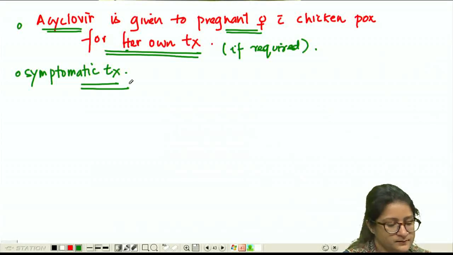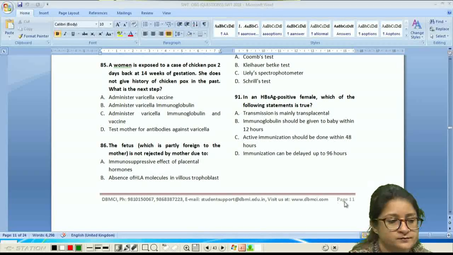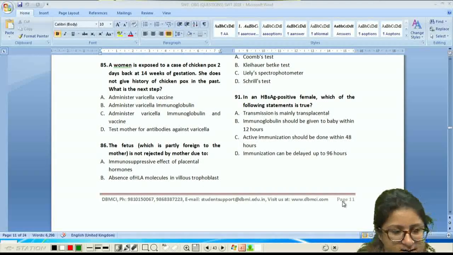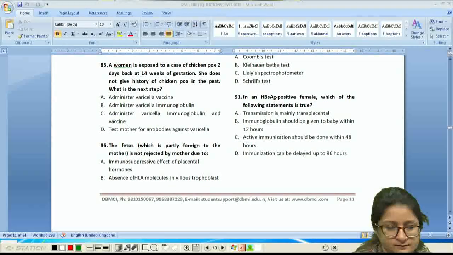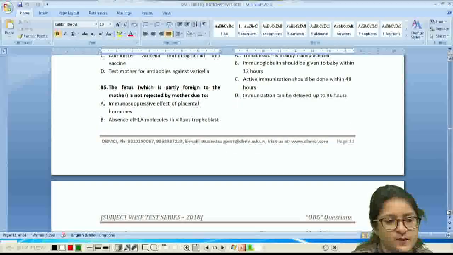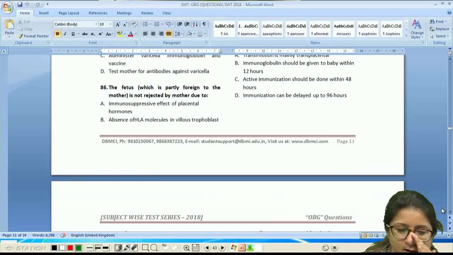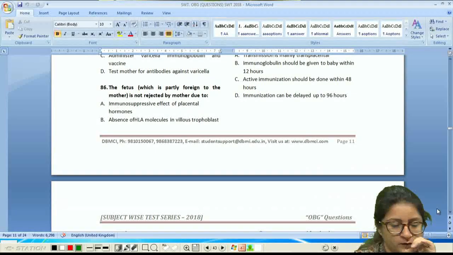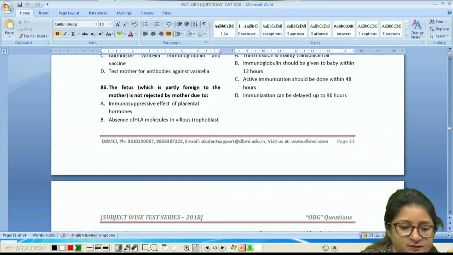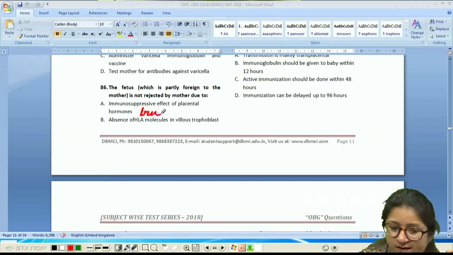Now, let's move on to the next question. Question number 86. The fetus, which is partly foreign to the mother, is not rejected by the mother due to immunosuppressive effects of placental hormones. This is also true, yes.